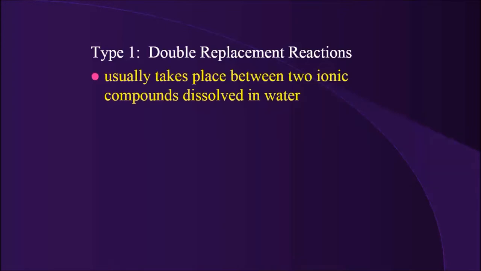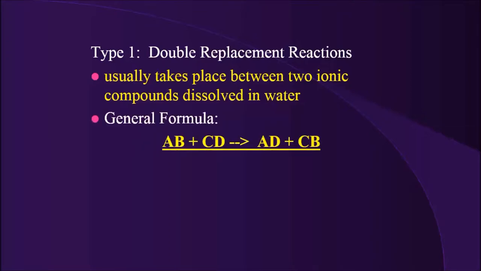Okay. Double replacement reactions usually take place between two ionic compounds. Ryan and Natalie, and Mark and Phoebe. General formula: Mark and Phoebe, Ryan and Natalie, and then what happens on the other side? Mark goes with Natalie, and Ryan goes with Phoebe. But are really Ryan and Phoebe together?